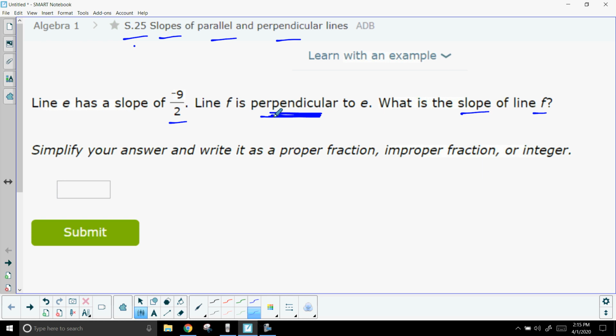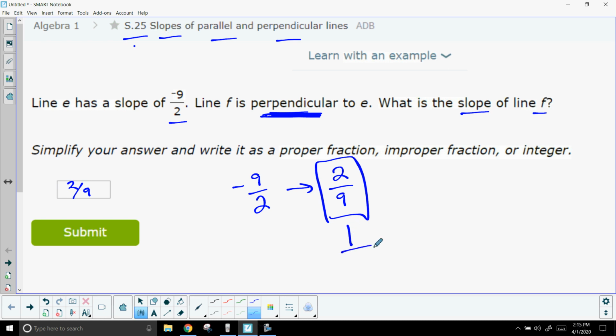All right, perpendicular. All we got to do is take the negative reciprocal. So flip it. We have 2/9. Drop the negative. Your answer should be 2/9. If they ask for a parallel line, those have the same slopes.